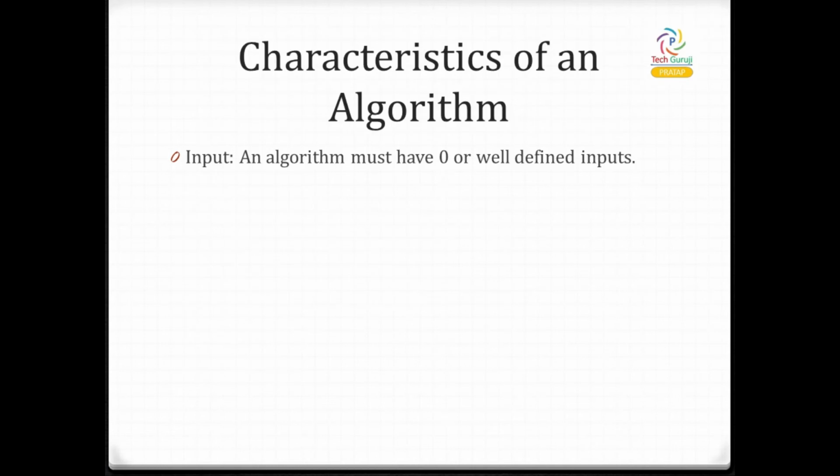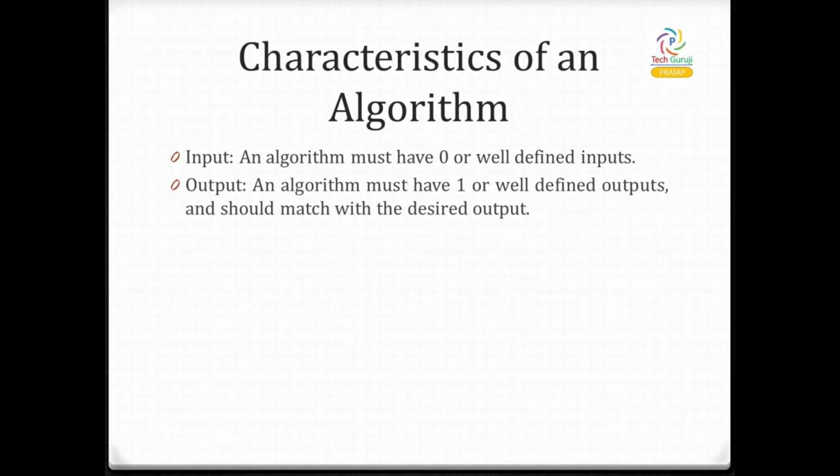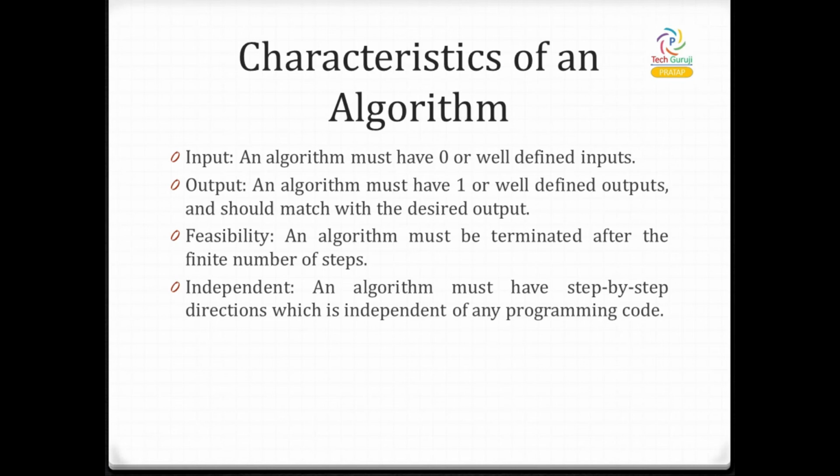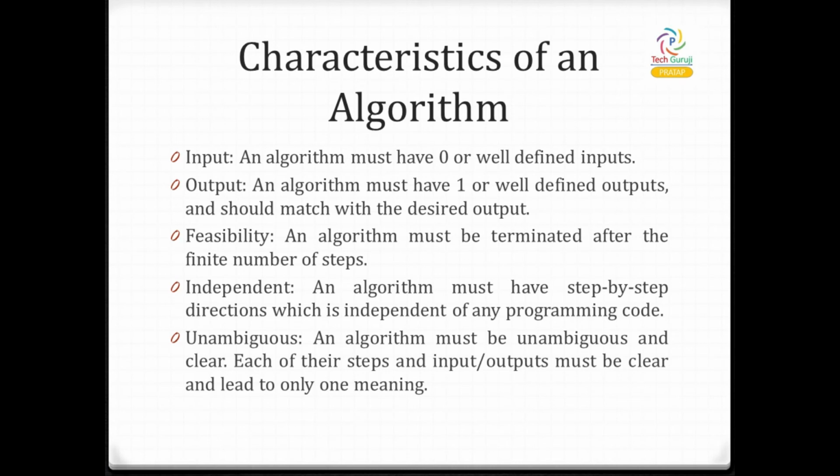Characteristics of an algorithm. The first characteristic is input. An algorithm must have zero or well-defined inputs. Output. An algorithm must have one or more well-defined outputs and should match the desired output. Feasibility. An algorithm must terminate after a finite number of steps. Independent. An algorithm must have step-by-step directions which are independent of any programming code. Unambiguous. An algorithm must be unambiguous and clear. Each of its steps, inputs and outputs must be clear and lead to only one meaning.